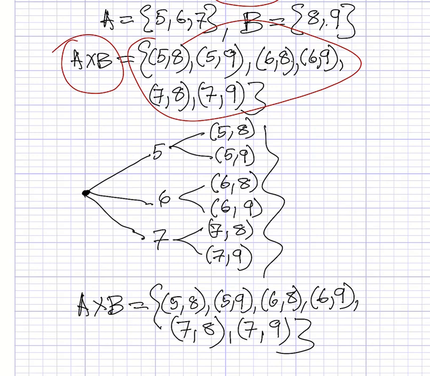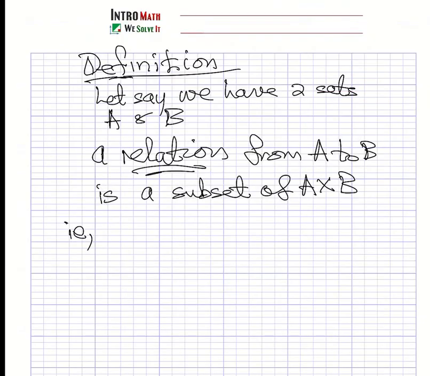So now we're going to go ahead and define what is called a relation. Now that we have refreshed our memory on what a cross product means, we'll now define relation, right? Let's say we have two sets, A and B. A relation from A to B is a subset of the cross product of A and B. That's all. In other words, a relation, I'm going to write it down.